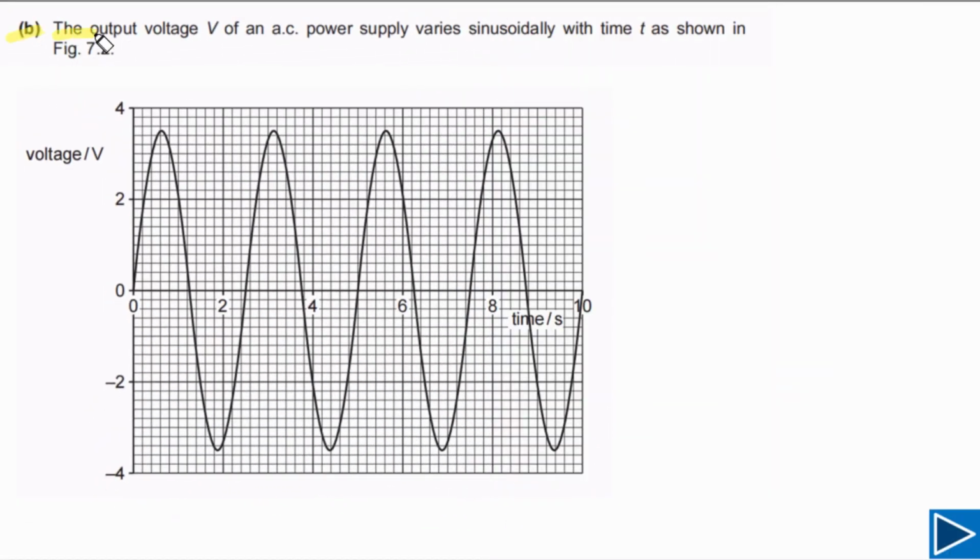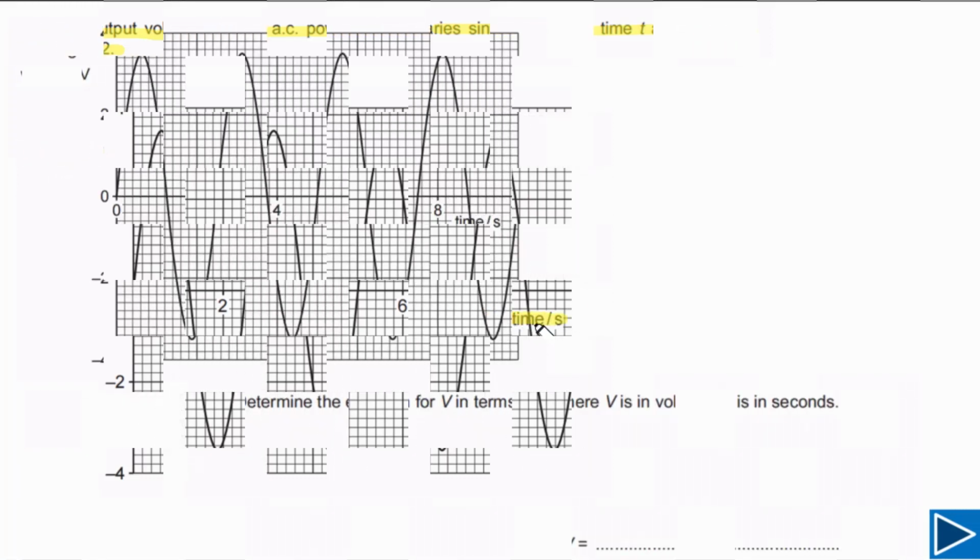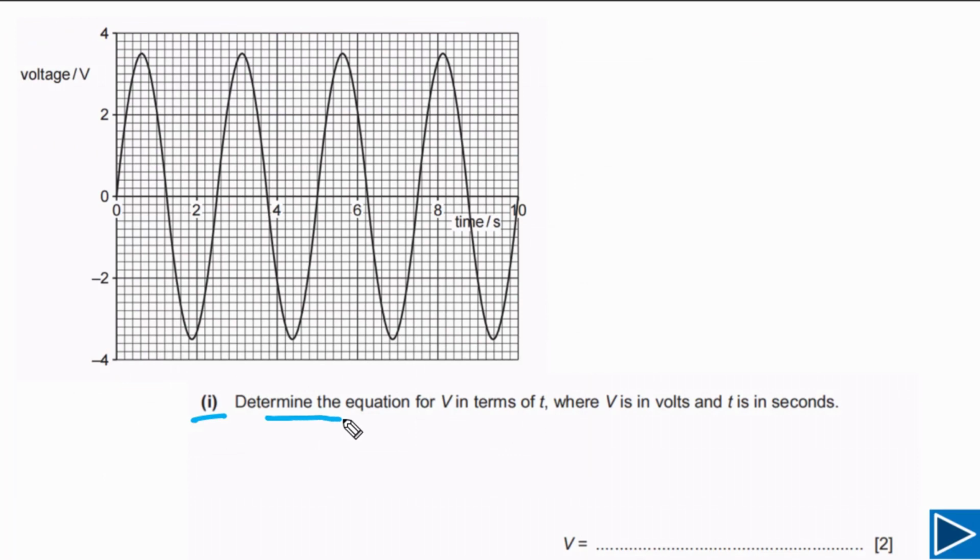For part B, the output voltage V of an AC power supply varies sinusoidally with time as shown in figure 7.2. As you can see, this is a sinusoidal graph, or simply a sine graph. In this case, on the y-axis we have voltage and on the x-axis we have time. For part 1, the question is asking us to determine the equation for V in terms of t, where V is in volts and t is in seconds.